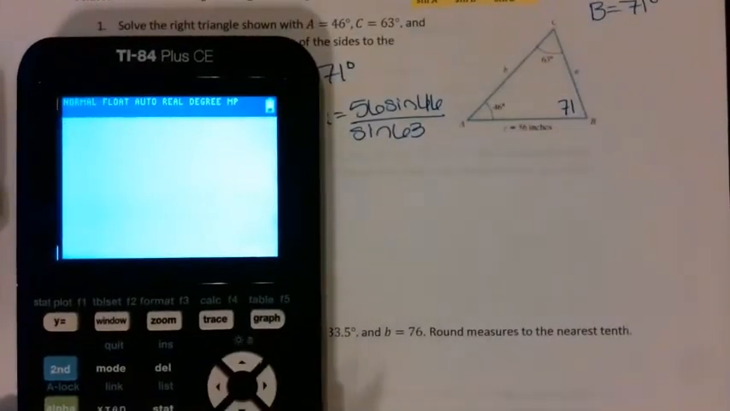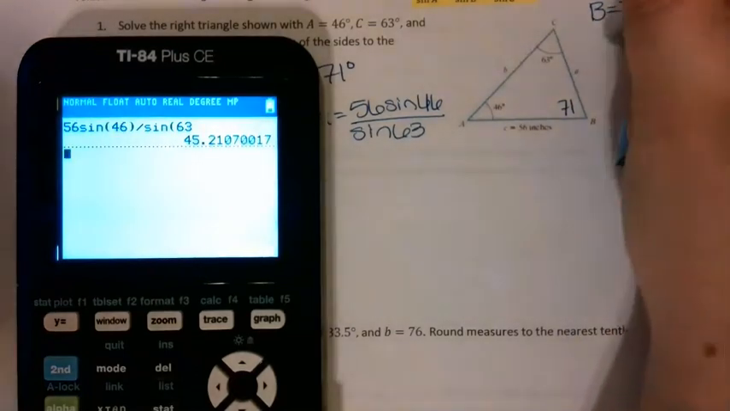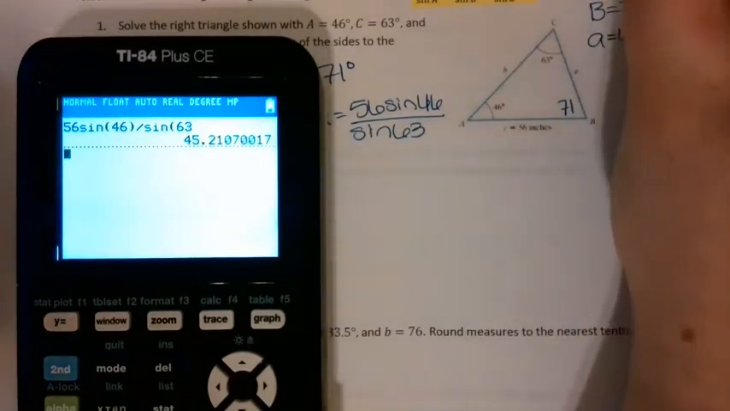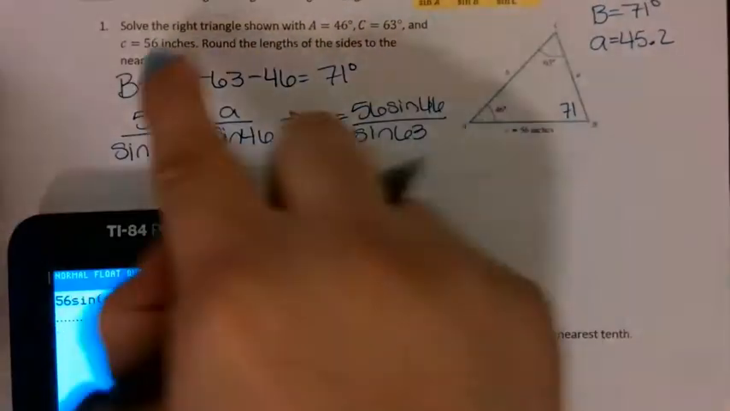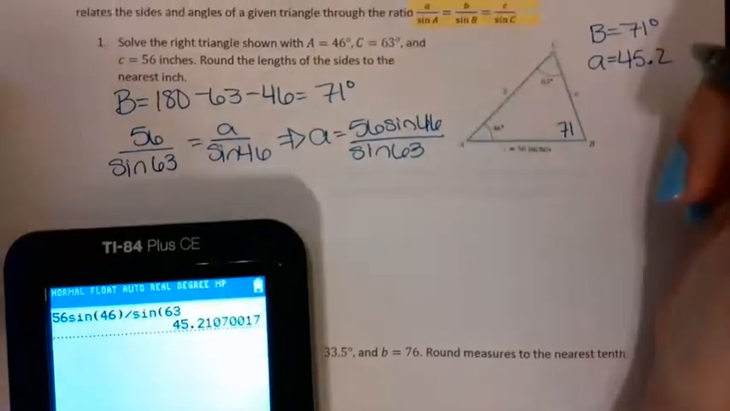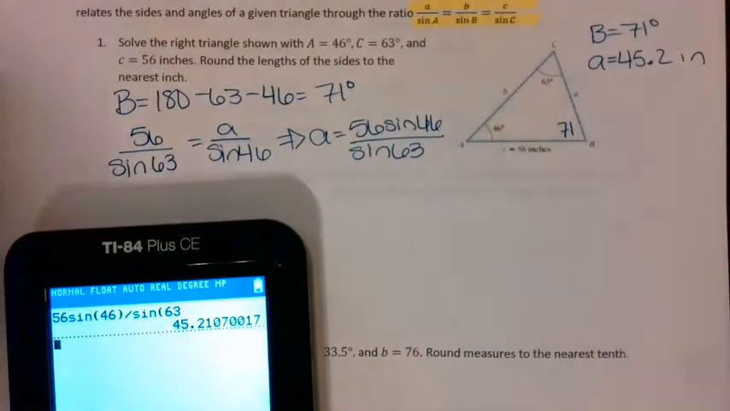Then I want to type this into the calculator. So I have 56 sine 46. I want to make sure that I close off my parentheses so when I type in the division, it doesn't think that's still part of the sine value I'm evaluating. Then I'm going to divide by sine 63, and this one gives me 45.2. This problem specifically told me we were working with inches, so I'm going to write inches after A.